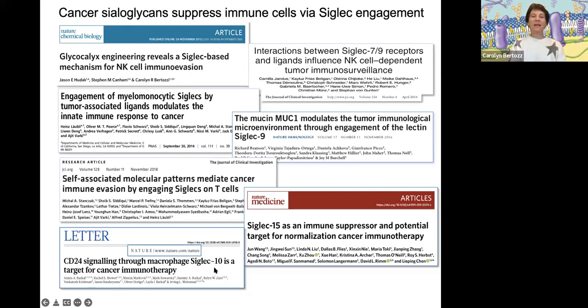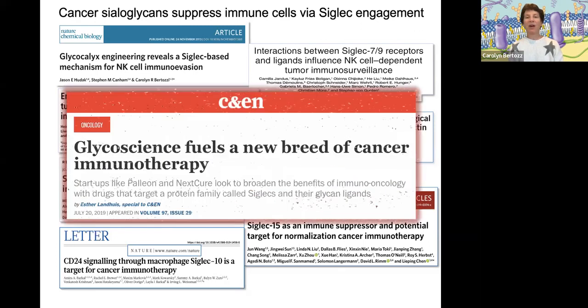And when all of these studies were synthesized and brought together by C&EN News in a very nice article back in 2019, it became clear that glycoscience might provide the answer to this question that was open in the field, which is why so many patients don't respond to these first generation immune therapies targeting PD-1 and CTLA-4. It suggested that the Siglecs and their sialoglycan targets might be a new generation of targets that might be more successful for cancer immune therapies.